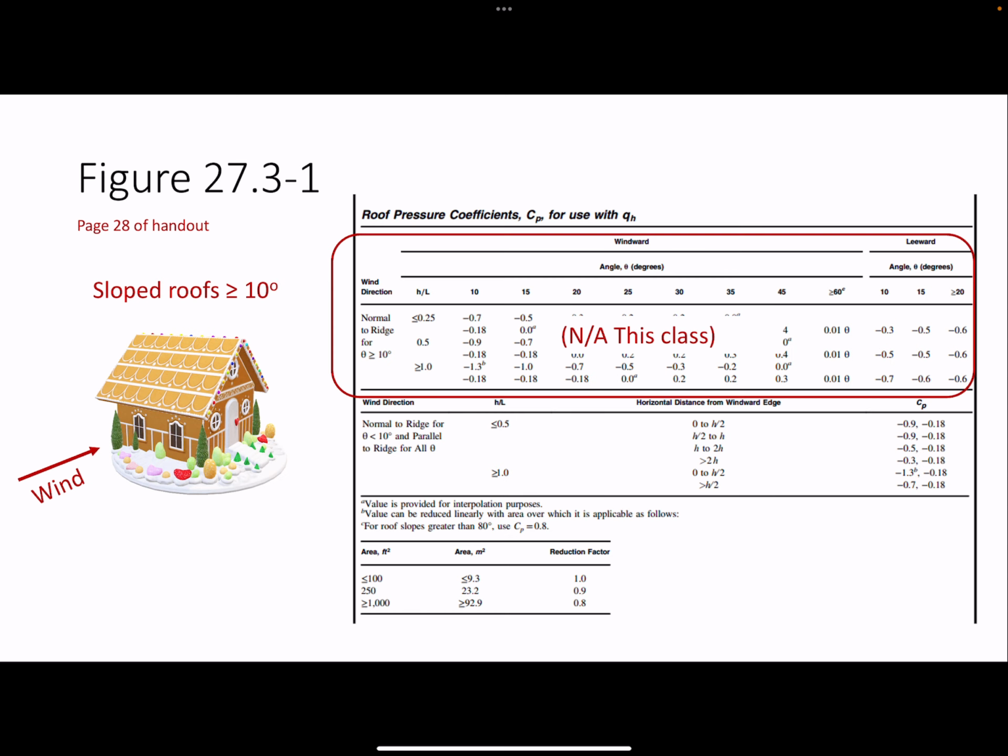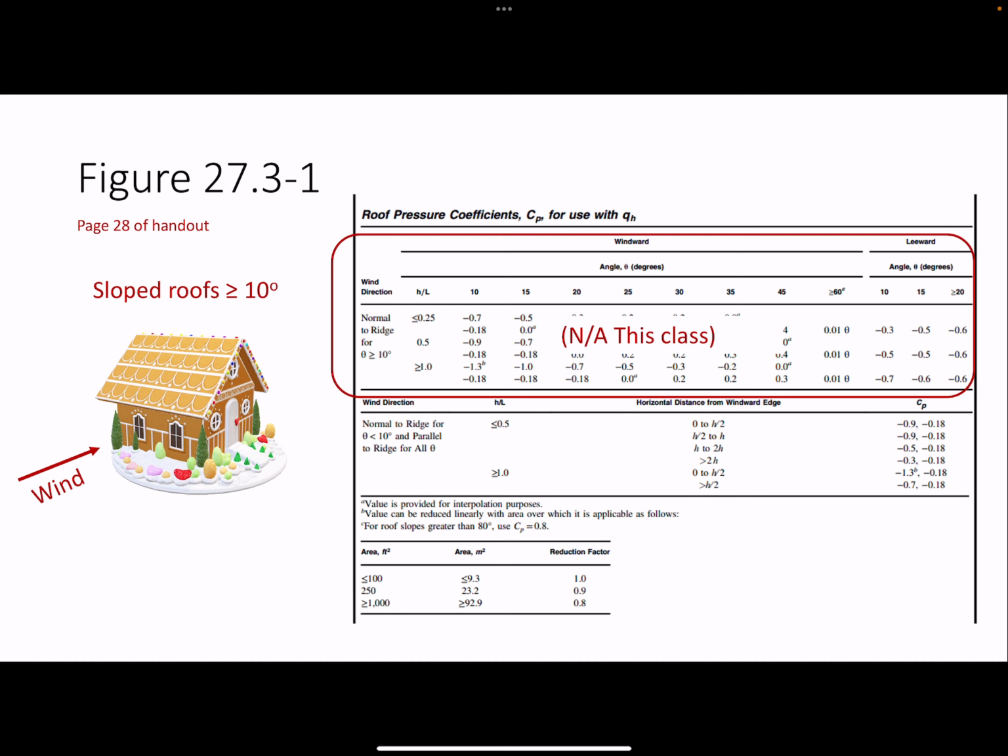Now for the roof, this is a little bit more complex. So it depends on whether the wind is going to be parallel to the ridge or perpendicular to the ridge, if your roof is sloped or flat, things like that. So the top part of this table is specific to sloped roofs where you have a slope of 10 degrees or greater. We're not going to worry about that in this class.